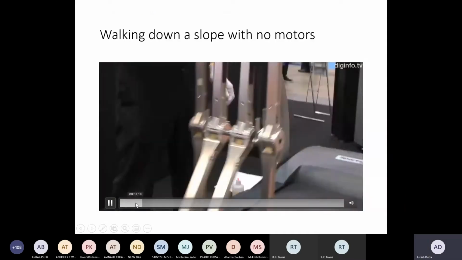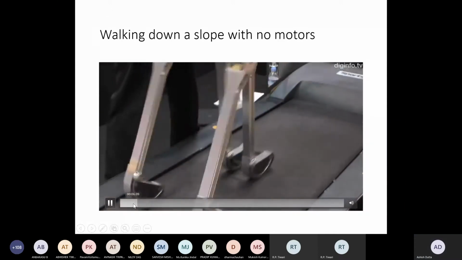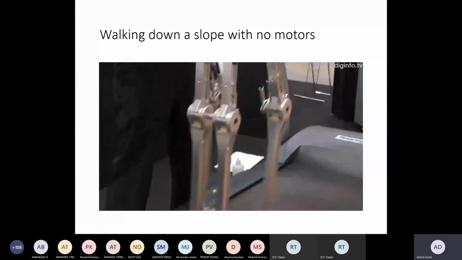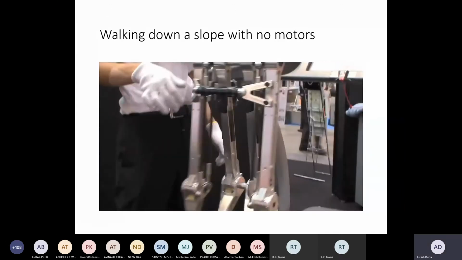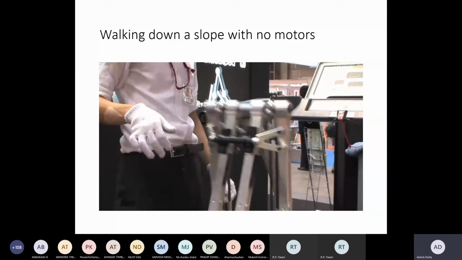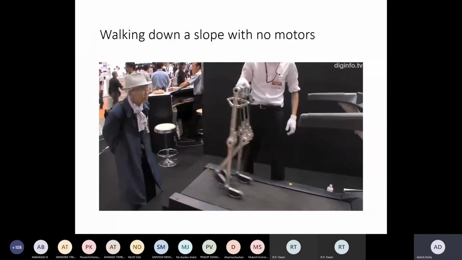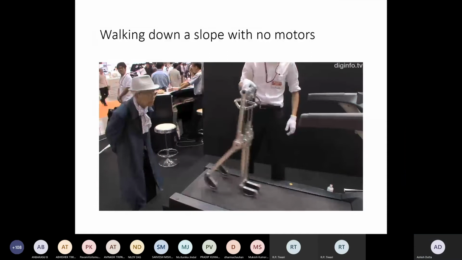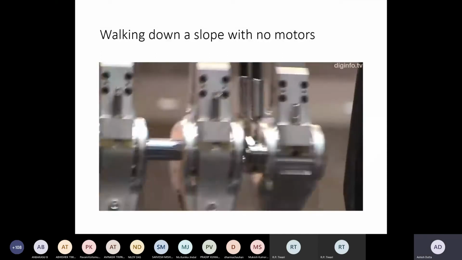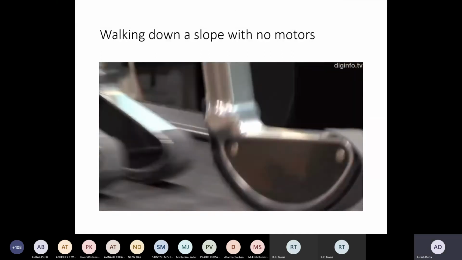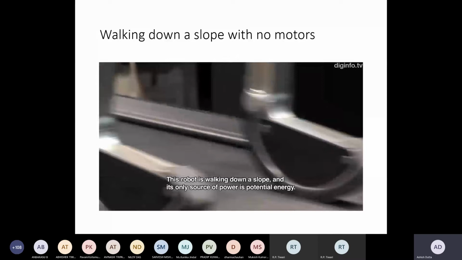This is another one. This is a passive walker which can walk down a slope. It doesn't require any energy. So no motors, it is walking. Where is the energy coming from? It is gravitational energy. But it cannot walk on flat ground. It has to go down a slope.